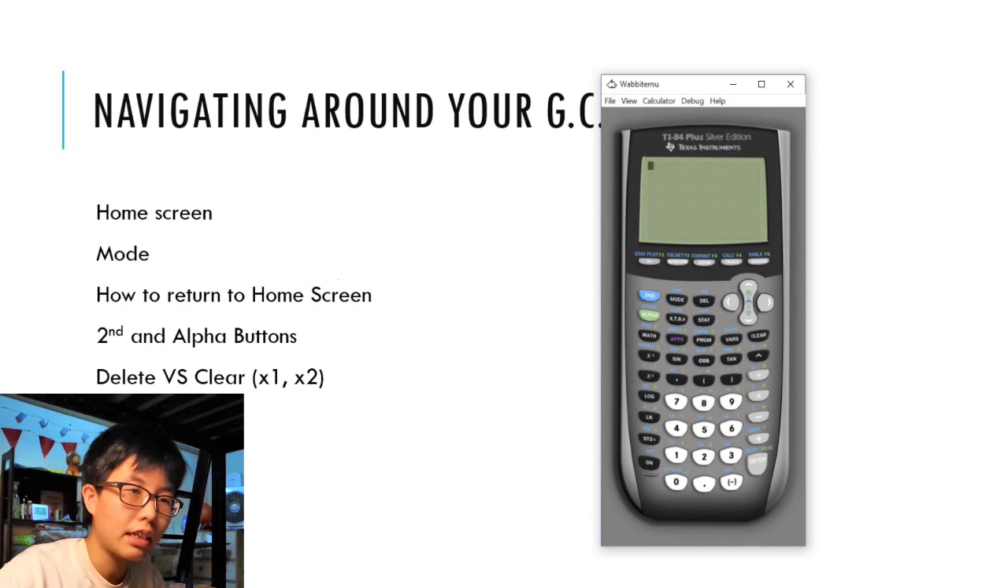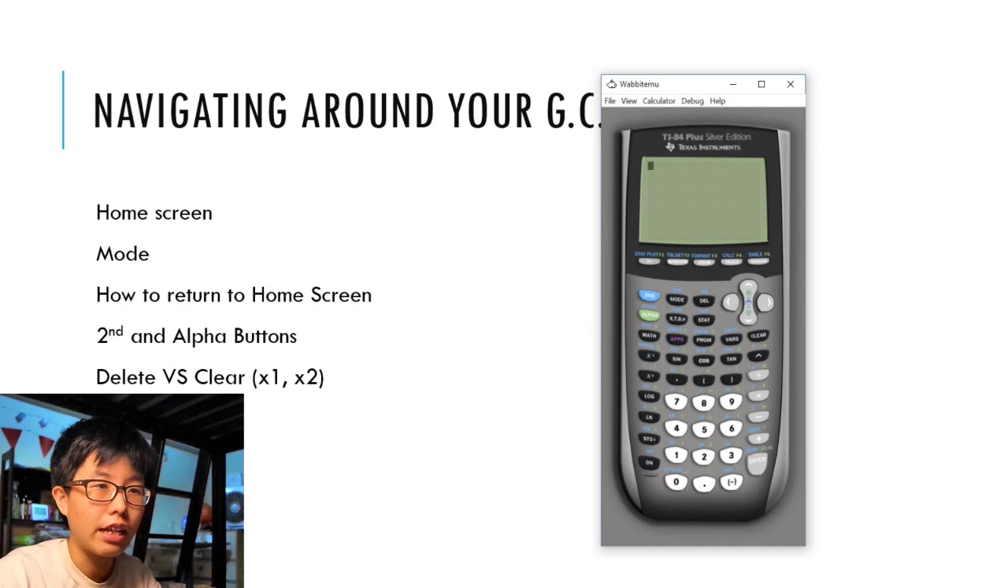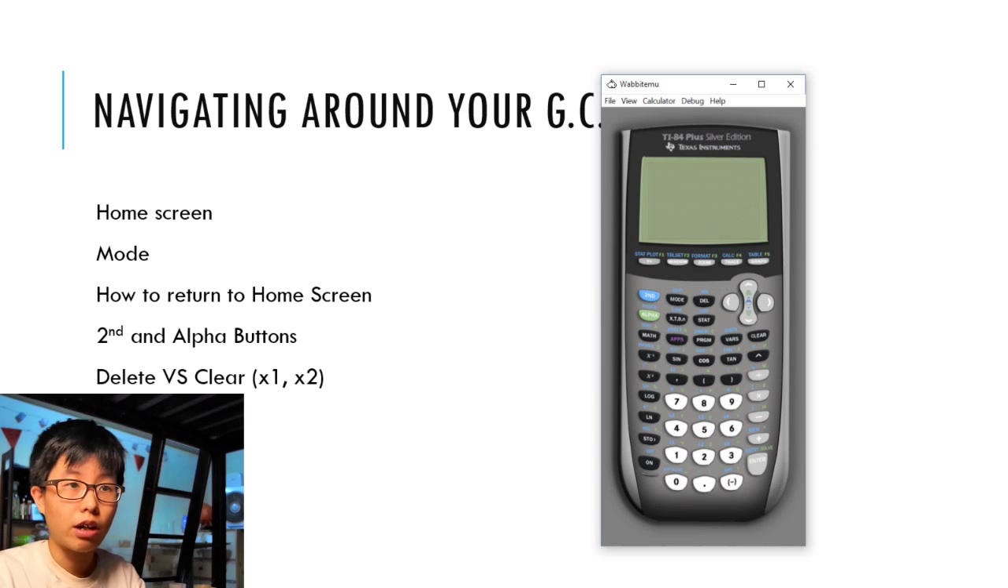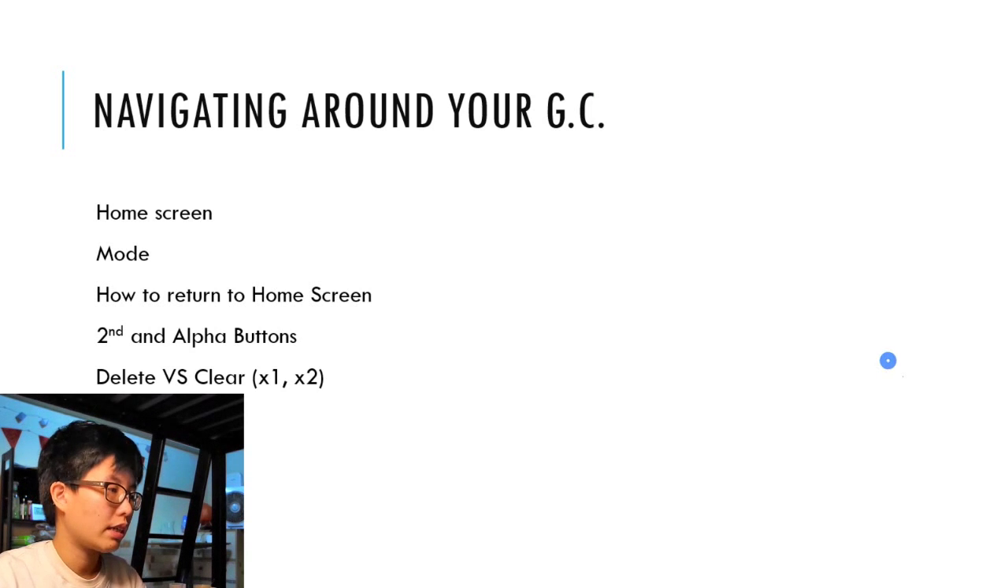In general, the second button means you click on it and then you click on whatever the blue thing means, and the alpha button means whatever the green thing means. It's kind of hard to see here, but if you have an actual calculator, it's very clear. So let's go to the next one.